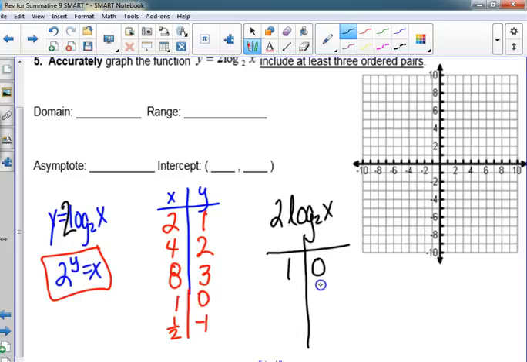If I put a two in for the x, look up here, put a two in right here. What's log base two of two? One times two would be, so that was this ordered pair right here, two, one, but it got stretched up. If I put a four in, log base two of four is two times two is, so that's this ordered pair, but it got stretched. We won't worry about that one. If I put a one half in, what's log base two of one half? Negative one times two is, okay. So it's the same shape, it's just going a little bit steeper.